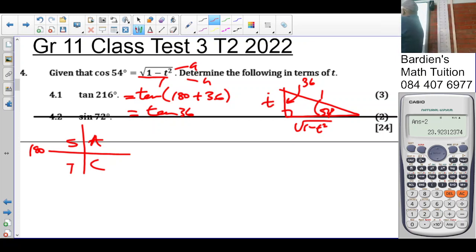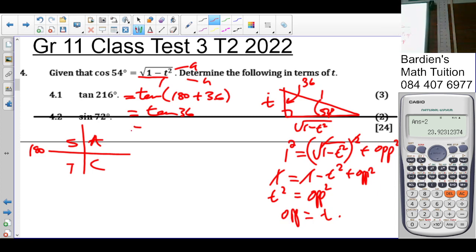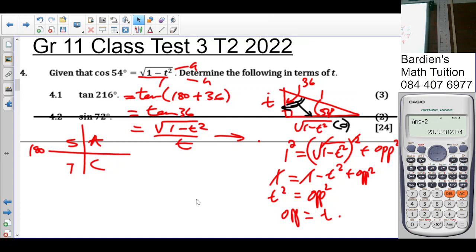You all agree with that? Now some of you didn't get t. Let me show you how to get t. 1 squared is equal to the root of 1 minus t squared, all squared, plus your opposite side squared. So it's going to give you 1 is equal to 1 minus t squared plus your opposite side squared. So your opposite side squared is equal to t squared. So your opposite is equal to the root thereof, which is t. That's how I get t. But what does tan stand for? Opposite over adjacent for 36. So the opposite is going to be t, over the adjacent, which is the root of 1 minus t squared. Any confusion there?